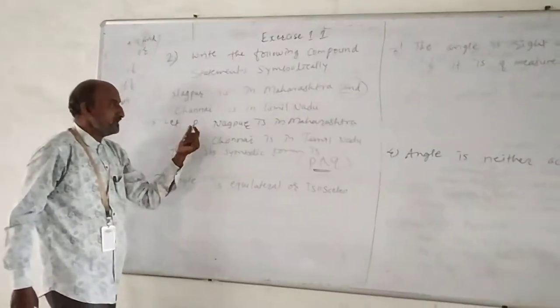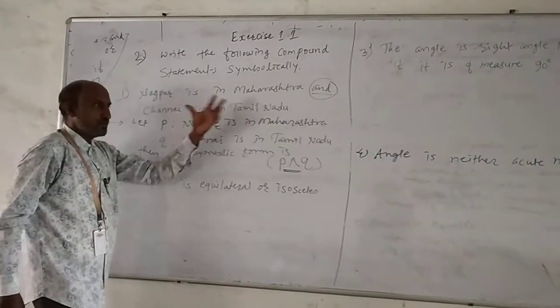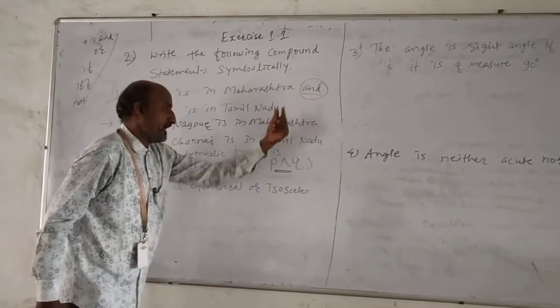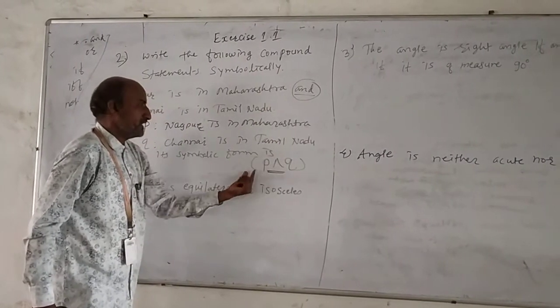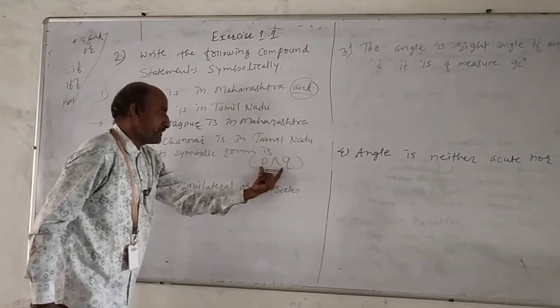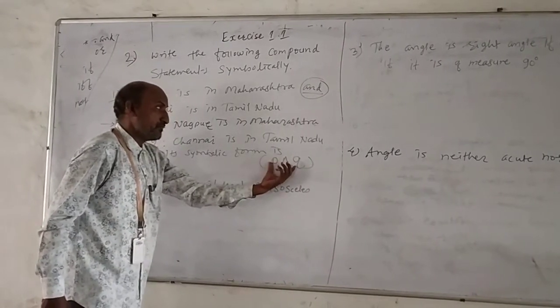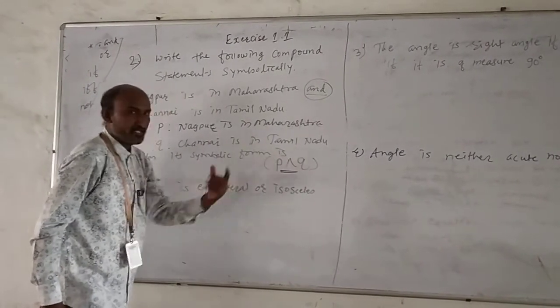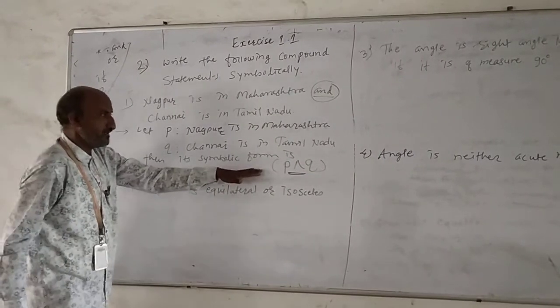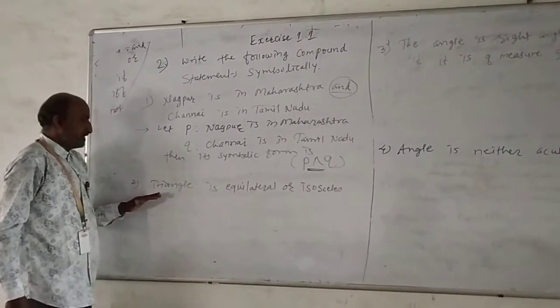Already explained P and already explained Q. Use the symbol, that is the connective, and this one. In the examination, you have to write P and Q. This is compulsory because the question is there. Getting it? Then the second one is there.